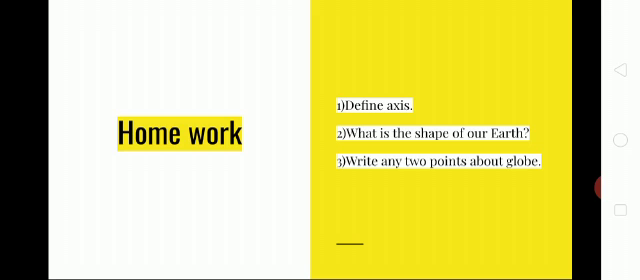Note down your homework. Define axis. What is the shape of our earth? Write any 2 points about the globe. Read your book page number 5 and then you can answer it. And write it in your note and submit it to your class teacher.